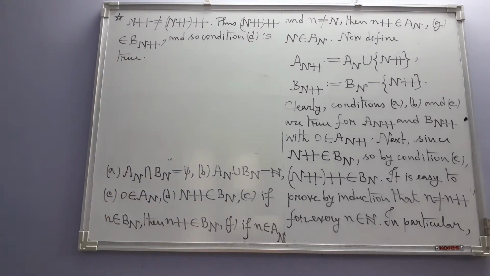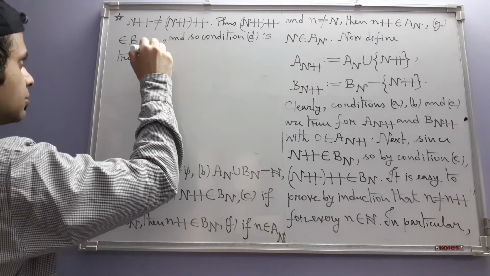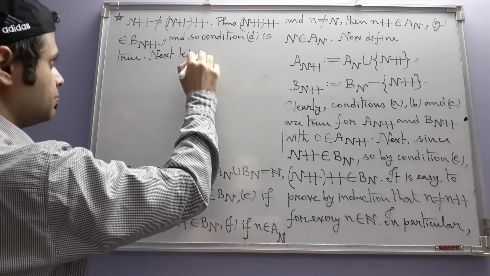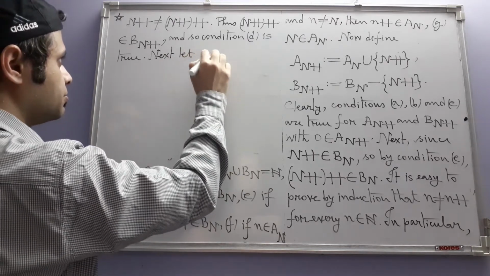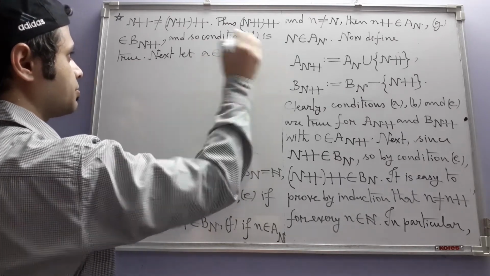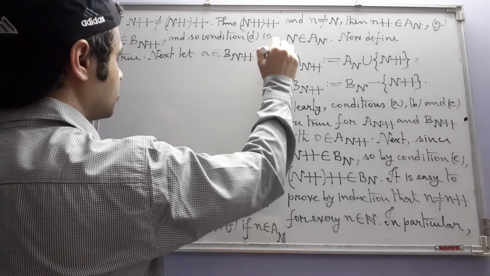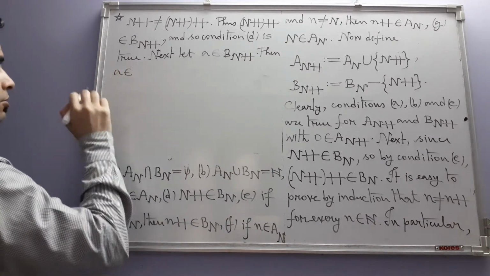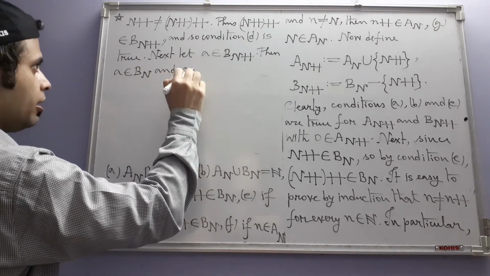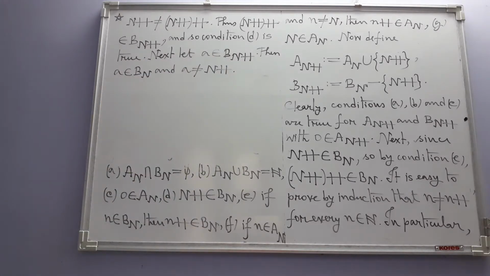Okay, now we come to E. So for E, you take an element in Bn plus plus. Next, let A belong to Bn plus plus. Then A belongs to Bn and A is not equal to n plus plus. Okay.